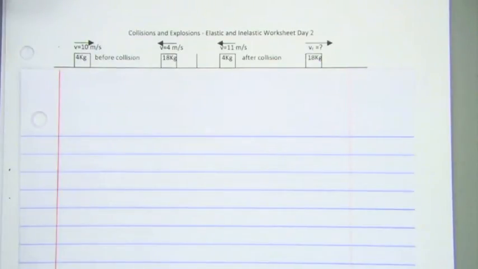Okay, so let's look at a collision. The first thing that we want to look at is what type of collision, what is actually happening. In this situation, you have two objects colliding and then they're bouncing off of each other. Right there, you know you have a decision between elastic and inelastic. It is not a perfectly inelastic because they do not stick together.